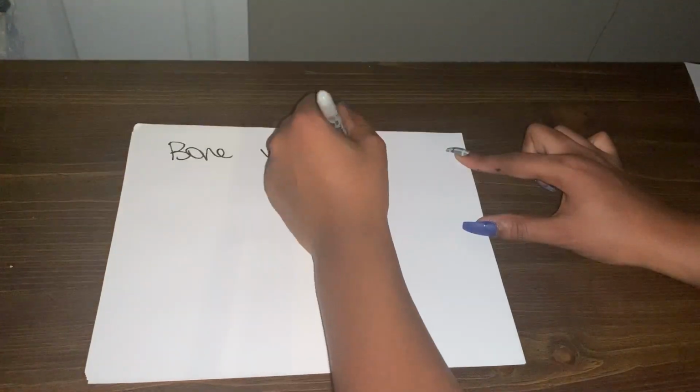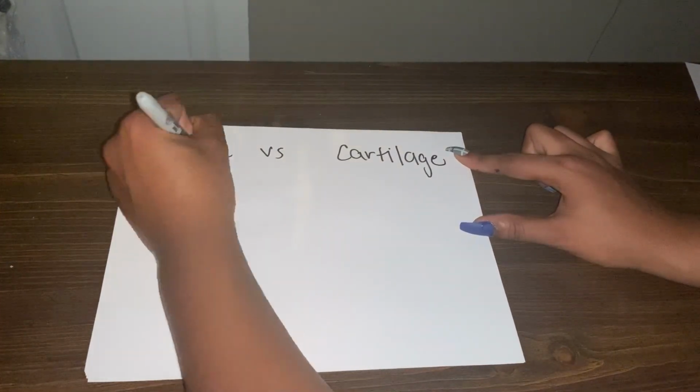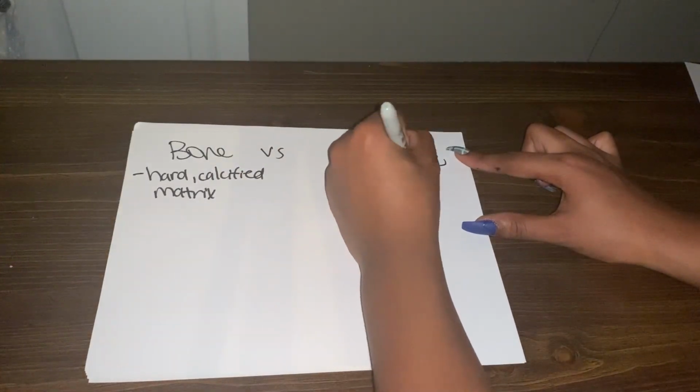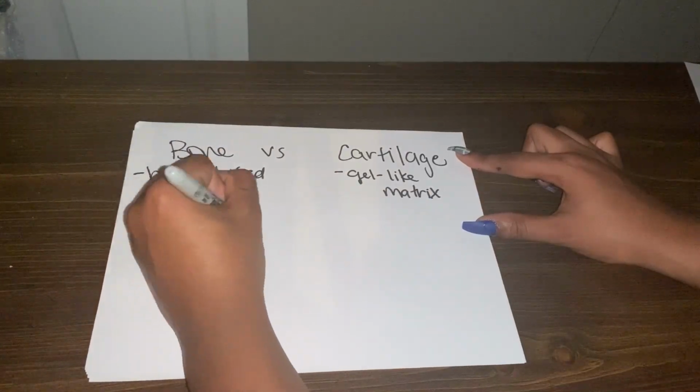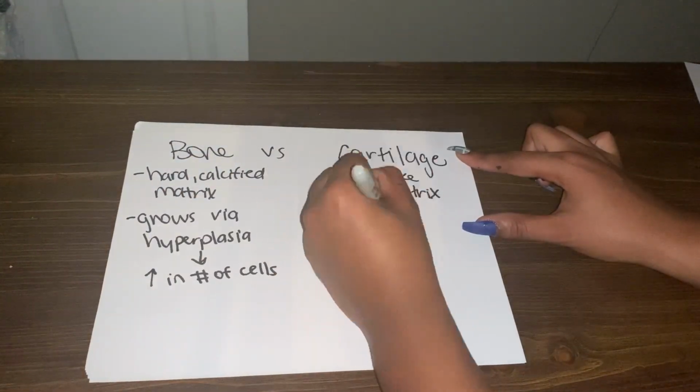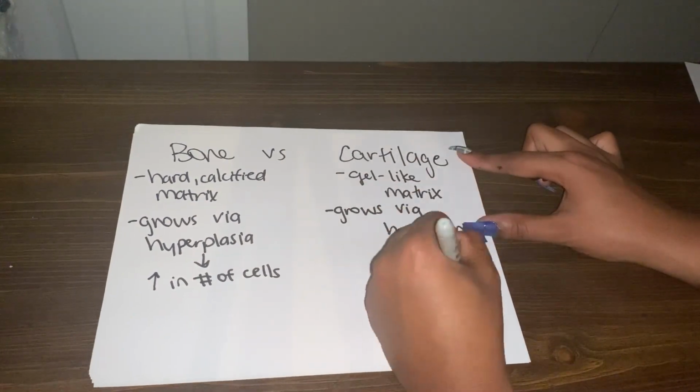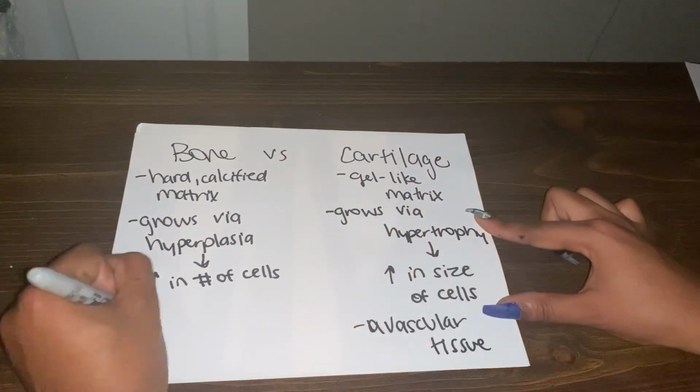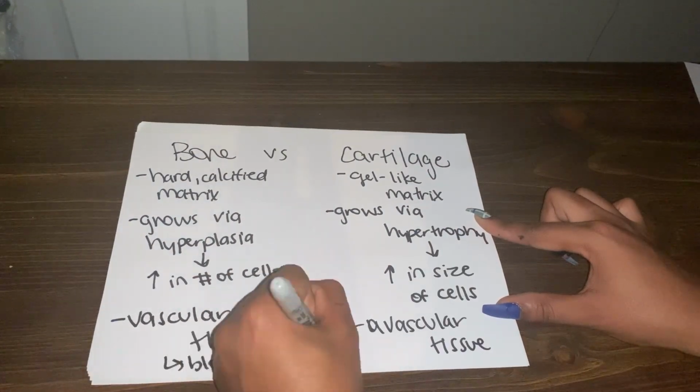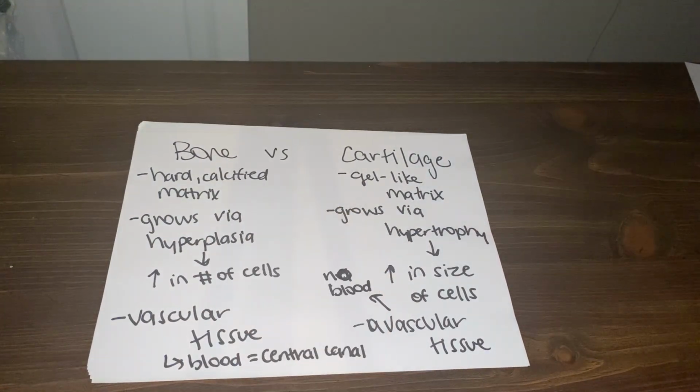Again, like I said, not the next video, but in this series, we'll talk about how the way these two different things grow plays a major role in what's happening in the bone as it develops. So just make sure you keep in mind the difference between hyperplasia and hypertrophy, and that cartilage grows by way of hypertrophy, and that bones grow by way of hyperplasia. Knowing these two different things will help you understand what's going on when we get to bone development.